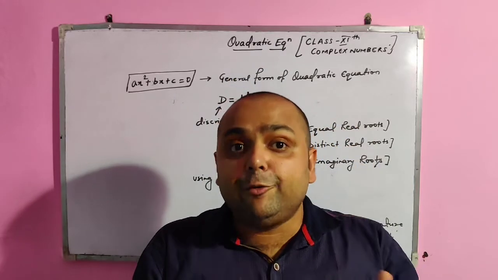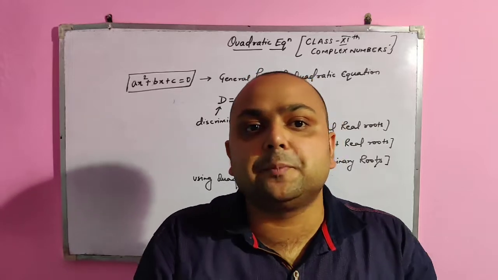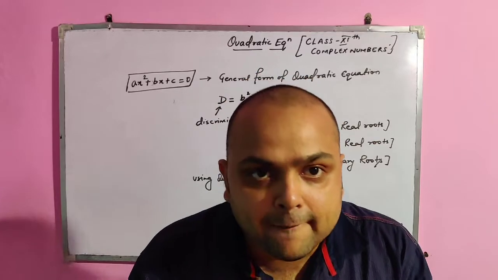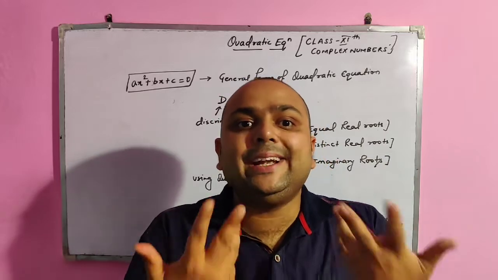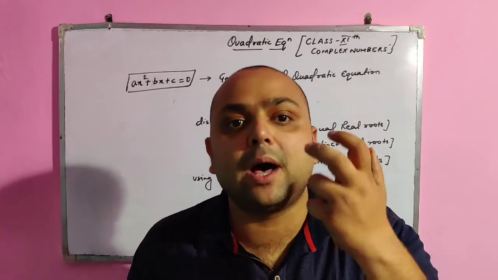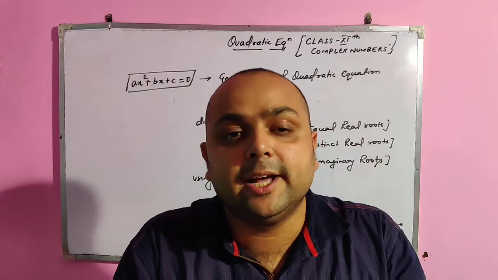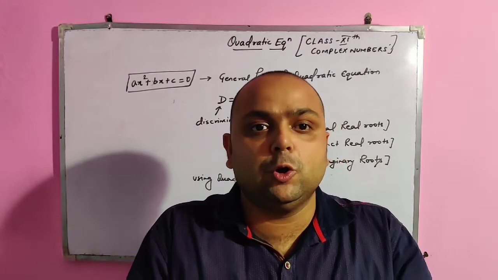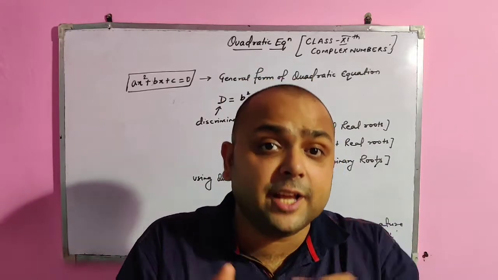So now we have to deal with quadratic equation. The general form is ax square plus bx plus c equal to 0. We know that a quadratic equation has two roots. To calculate those roots, we will calculate the discriminant, which is b square minus 4ac. Now we have certain rules related to the discriminant. If d equal to 0, we have equal, real roots. If d is greater than 0, we have distinct and real roots.